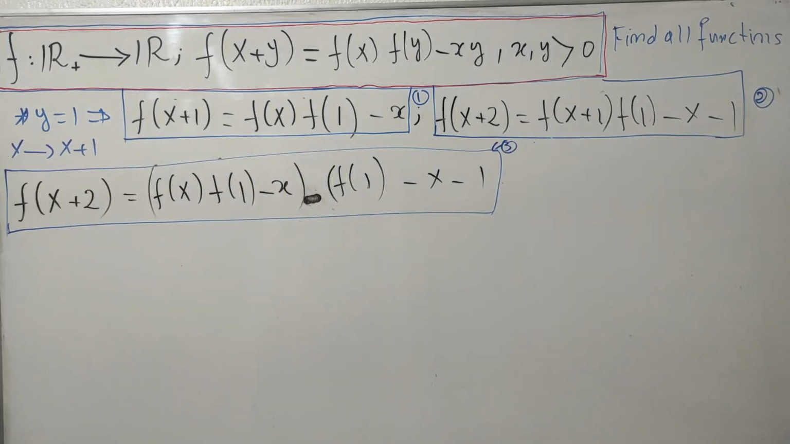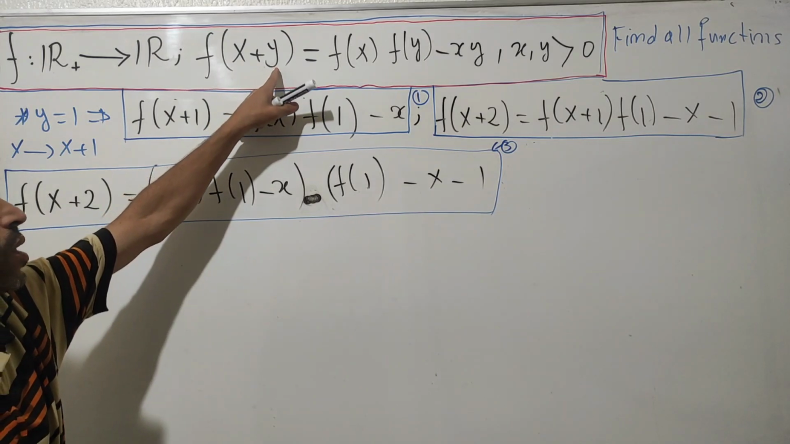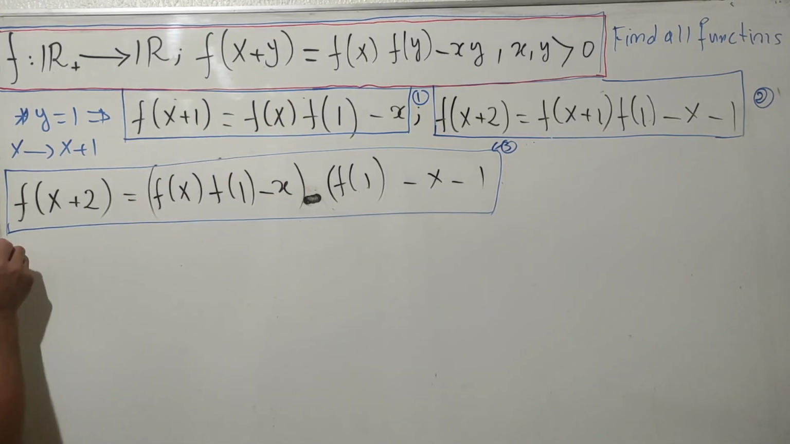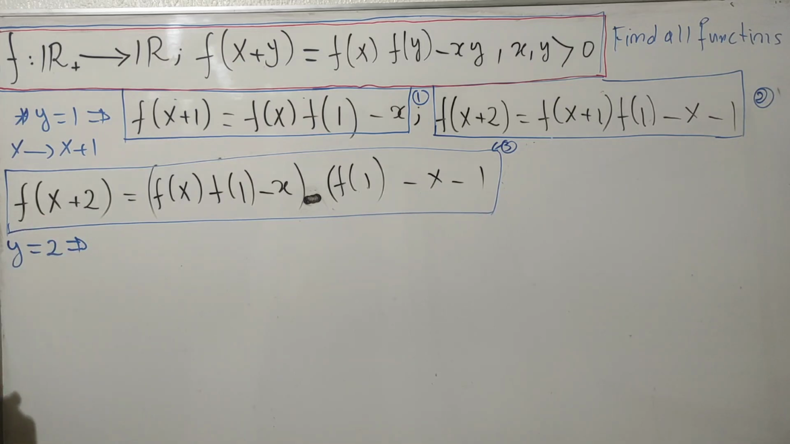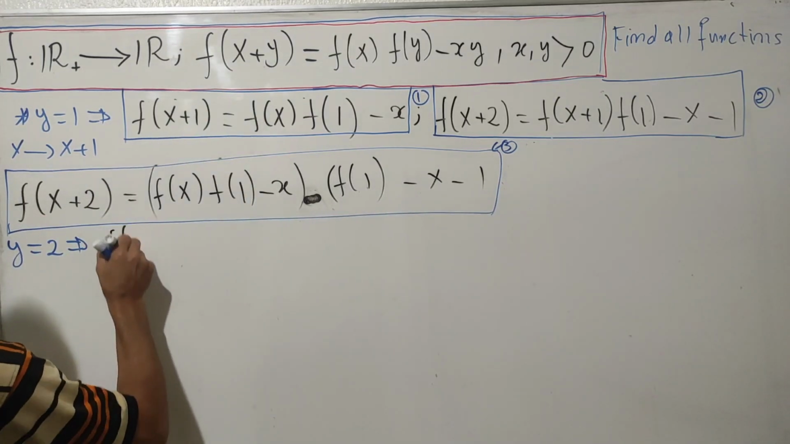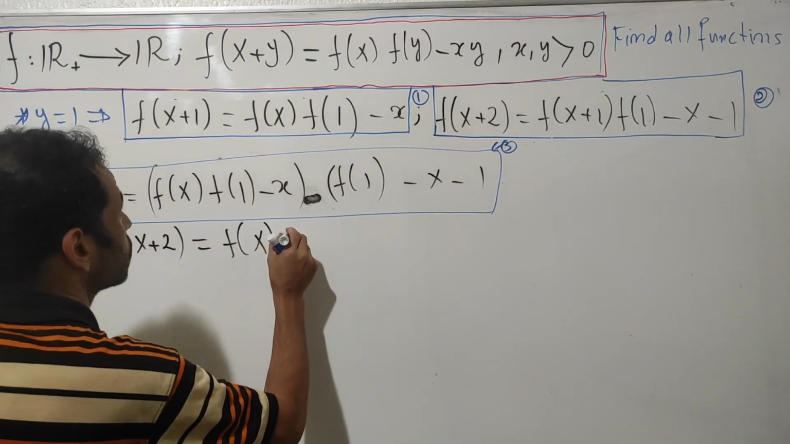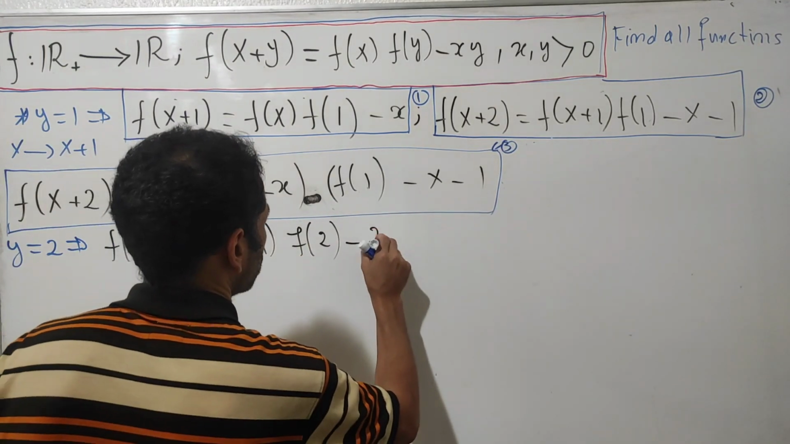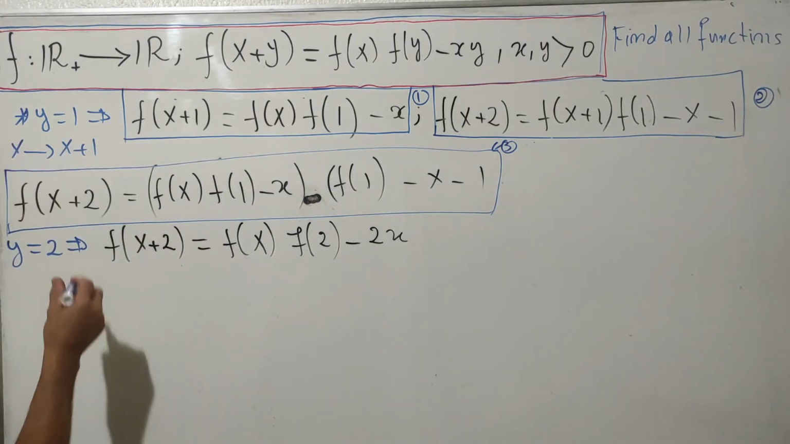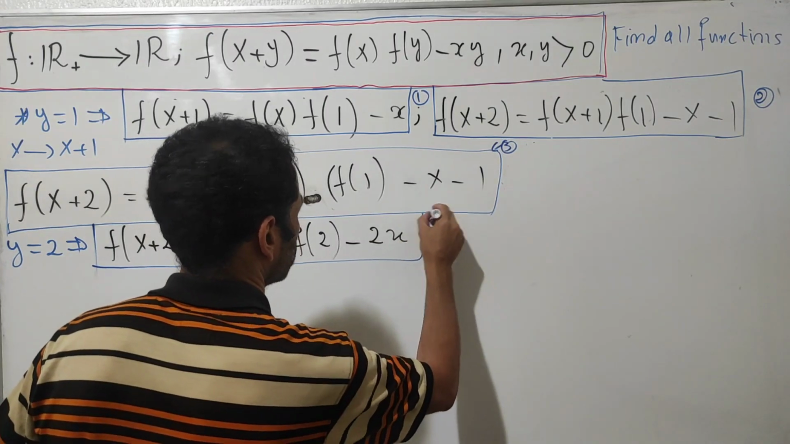What to do here? I'm going to go back to the original equation and replace y with number 2, so I get y equals 2, because I'm going to find another equation containing x plus 2, which I'm going to use here. f of x plus 2 equals f of x multiplied by f of 2 minus 2x. Let's call this equation number 4.